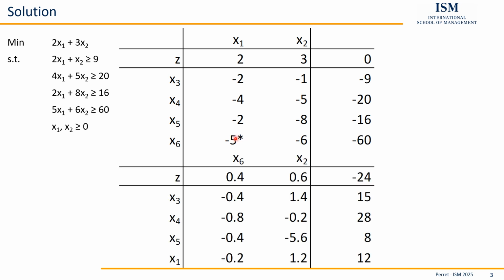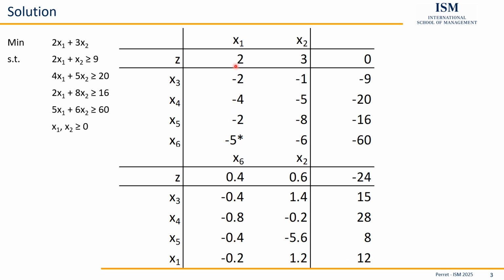And in this regard, I'm first going to switch these 2 variables, x1 and x6, because they are in pivot row and pivot column. For the pivot element itself, I'm going to divide 1 by the pivot element, giving me -0.2. In the rest of the pivot row, I'm going to divide everything by the pivot element, so by -5, giving me here +1.2, and here +12.